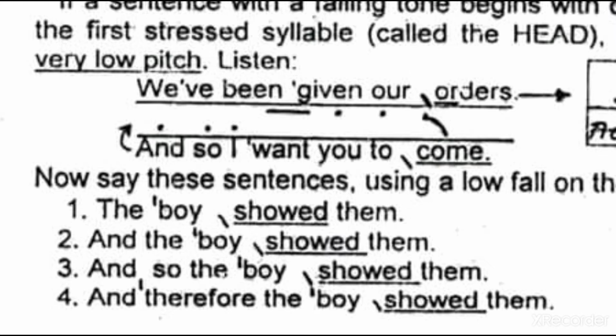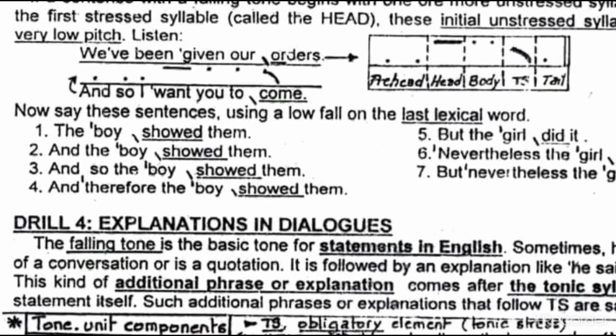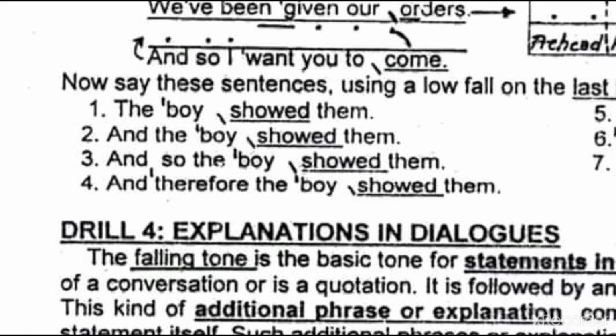Now we practice together some sentences where we have the pre-head. Number 1, the boy showed them. The TS is showed, so the pre-head here is the. Number 2, and the boy showed them. The pre-head here is and the. Number 3, and so the boy showed them. The pre-head here is and so the. Number 4, and therefore the boy showed them. The pre-head here is and.